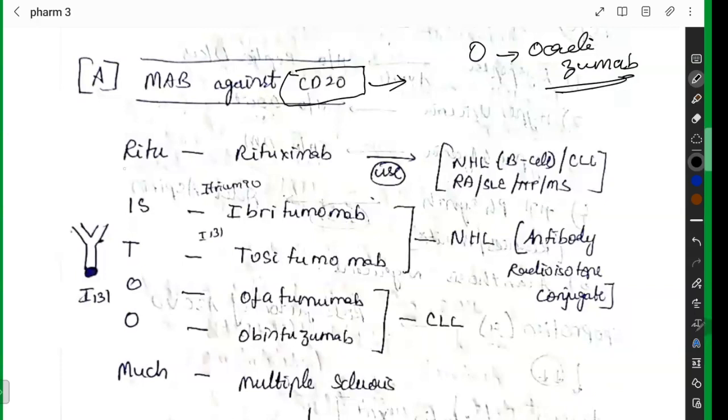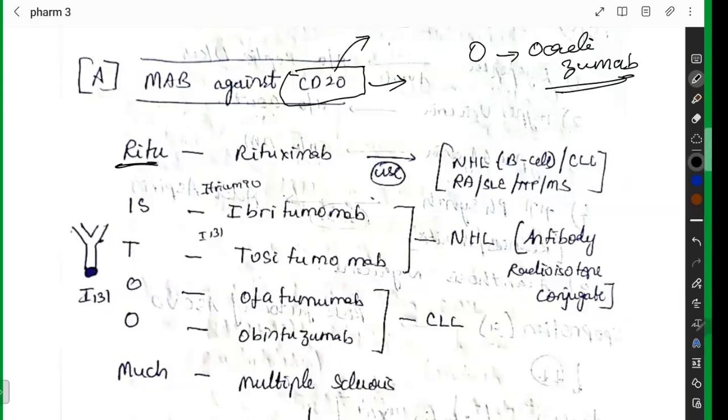So CD20, what is the marker? CD20 is a marker of which cell? B cell or T cell? At least tell me that. Can you tell me in the chat box? CD20 is a marker of B cell or T cell. Very good. It's a B cell.